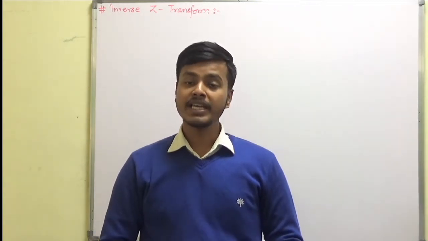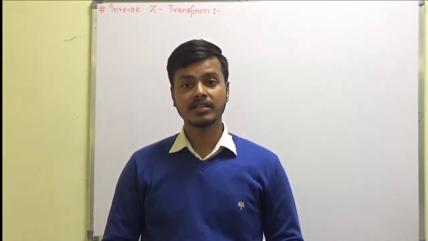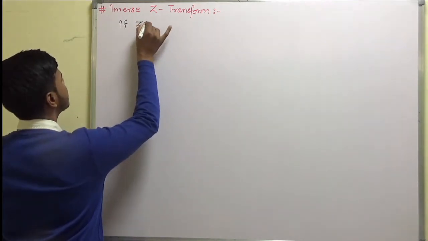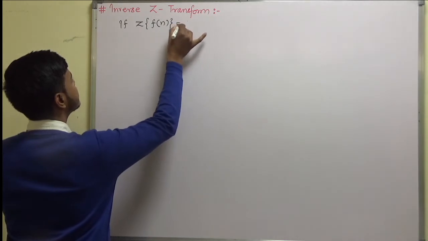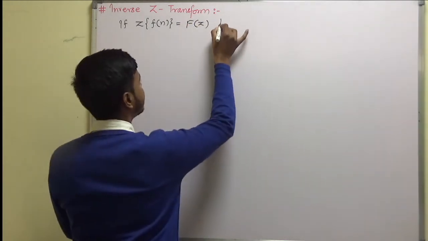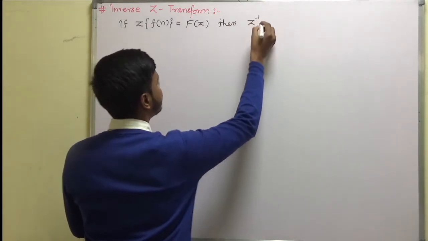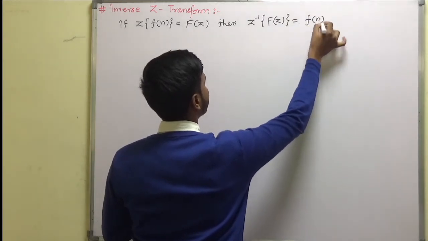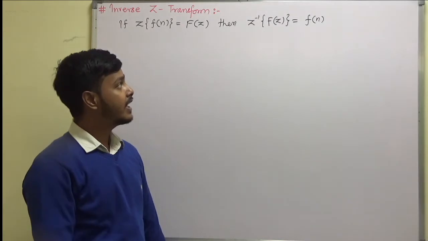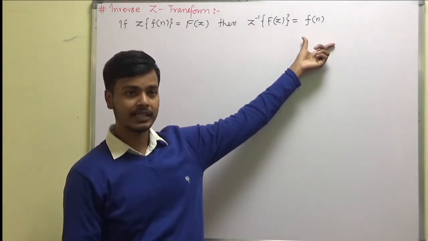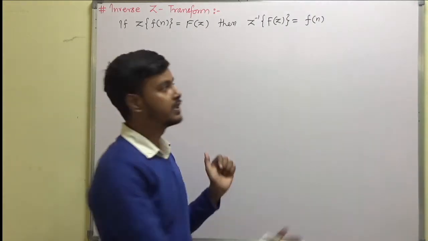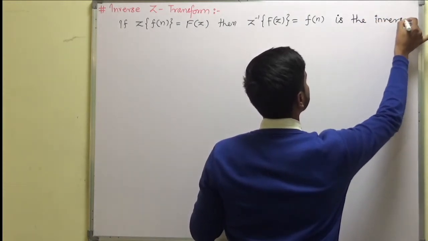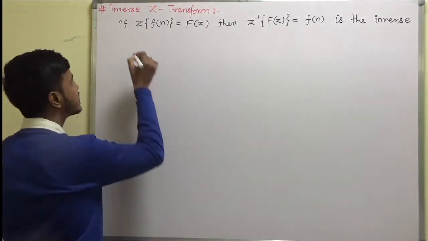Now, as far as the mathematical notation is concerned, if Z transform of f of n is F of z, then Z inverse of F of z is equal to f of n. So here we have to determine the sequence. That is what this inverse Z transform does.